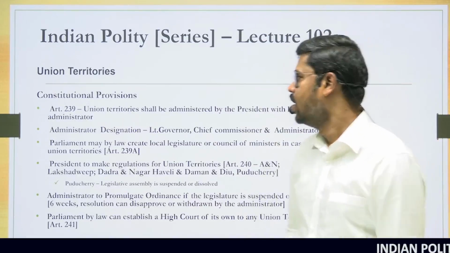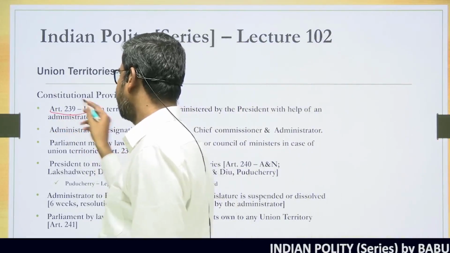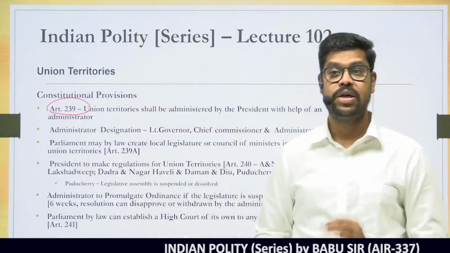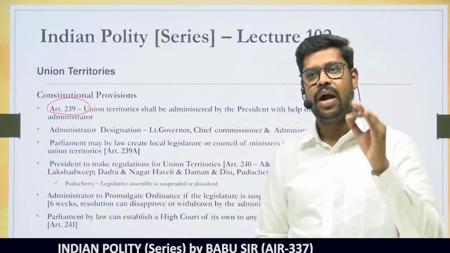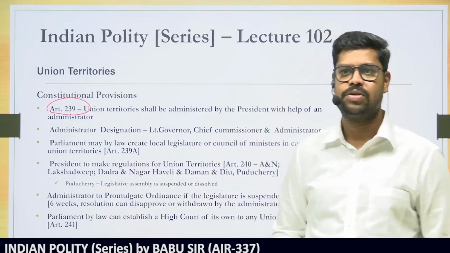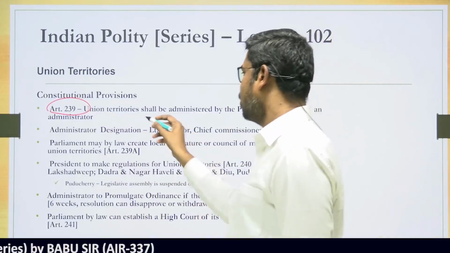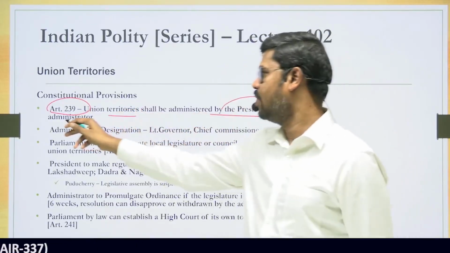All right. The first and foremost important constitutional provision with regard to the union territory is Article 239 of the constitution. What is Article 239 of the constitution? I am repeating it again. Article 239 of the constitution. What is Article 239 saying? All the union territories shall be administered by the President with the help of an administrator.